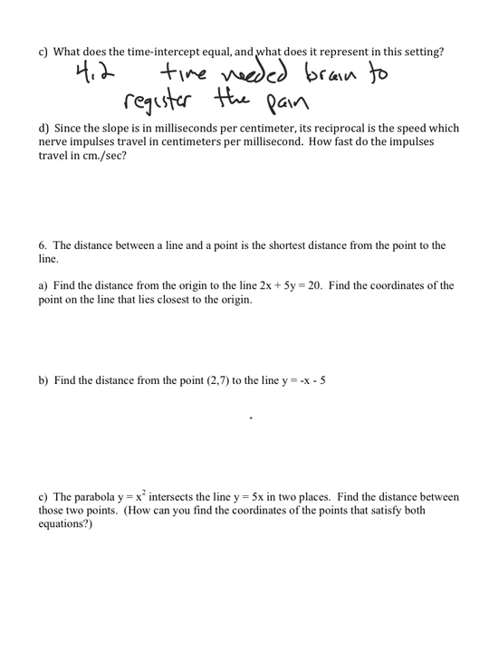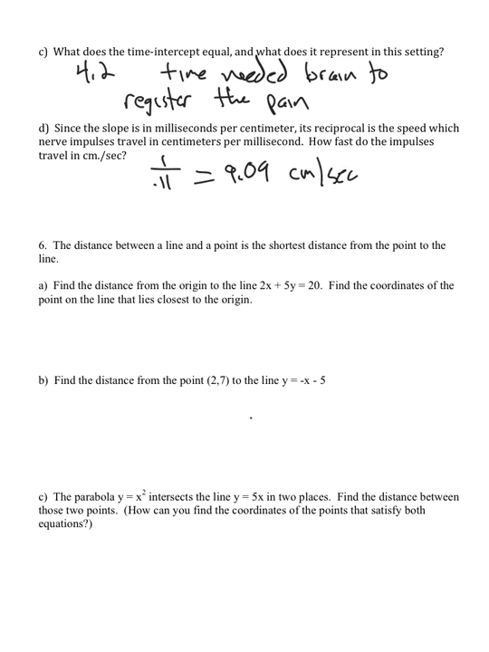Okay, since the slope is in milliseconds per centimeter, its reciprocal is the speed at which nerve impulses travel, in centimeters per millisecond. So how fast do they travel in centimeters per second? We'll do 1 over the slope. That's going to give us 9.09, or about 9.1 centimeters per second.